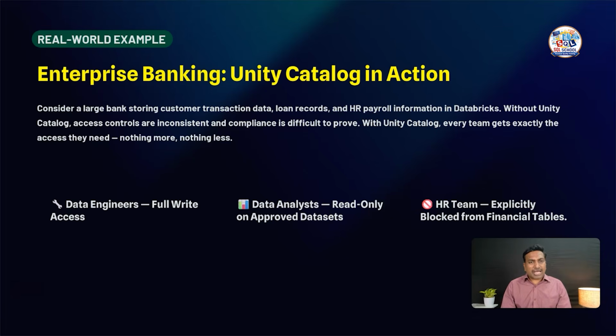Next, a real world example. Let's take an enterprise banking environment. Data engineers will have full write access. Data analysts will have access to only a few particular data sets, usually the gold layer. The HR team might have explicit access to a few particular items and be blocked from financial tables. So who is supposed to access what is the actual agenda behind Unity Catalog.